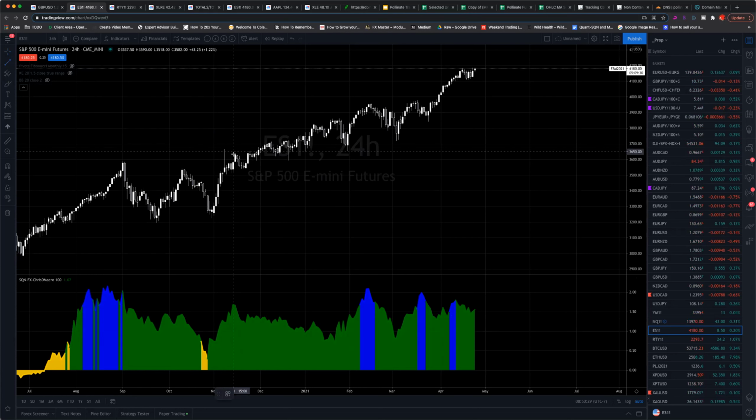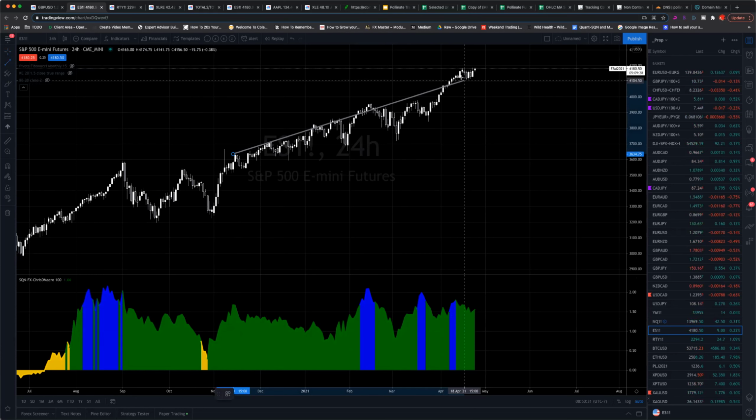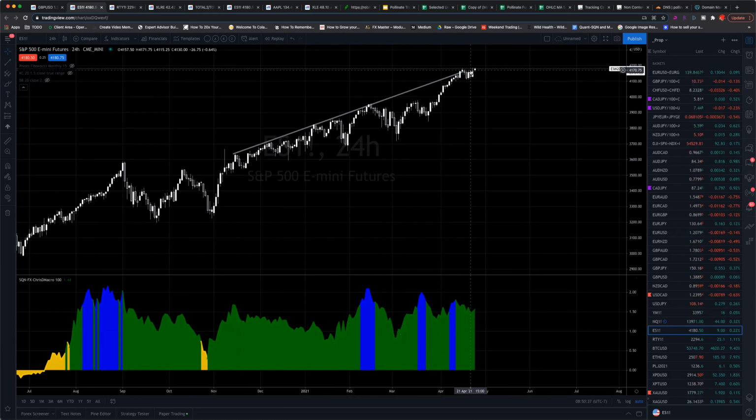And then I'll just have a look at our trend line indicator. That's generally where it is. And yeah, we're a little bit above it. So let's start looking at intra.